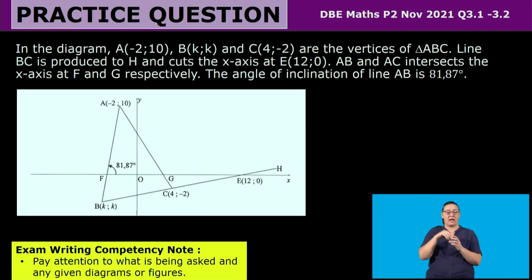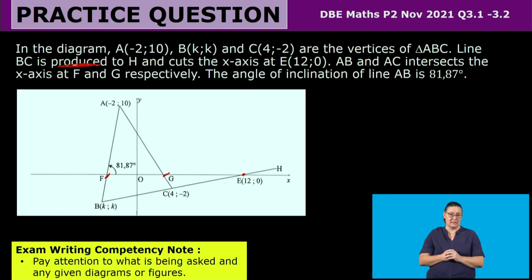They say in the diagram, they give you the vertices A, B, we've got unknown coordinates, C is 4 and minus 2. This is a triangle that's drawn, and they tell you line BC is produced. Produced just means extended to point H. Cuts the x-axis at E, which is 12 and 0. They also tell you that AB and AC intersect at the x-axis as F and G. So basically they're just pointing out the x-intercepts of these lines.